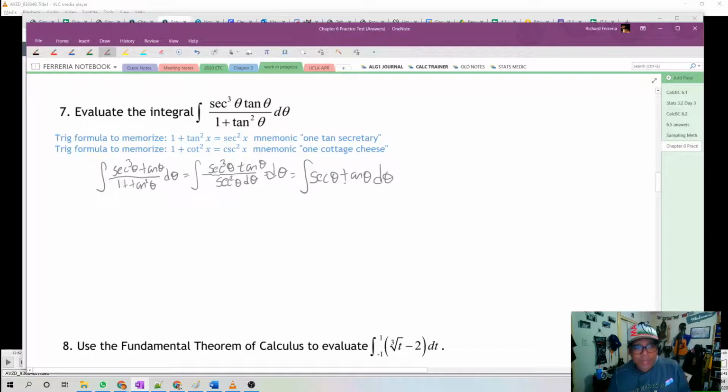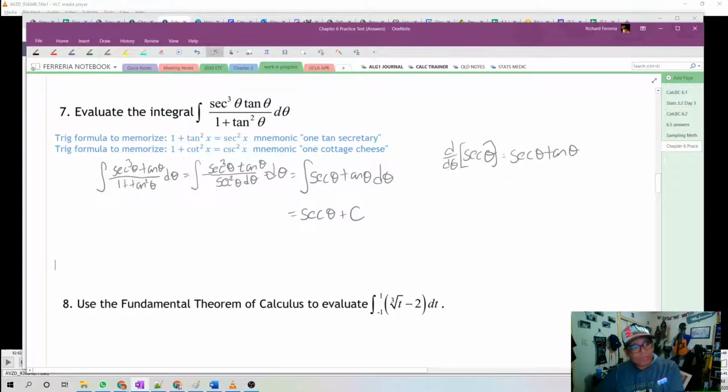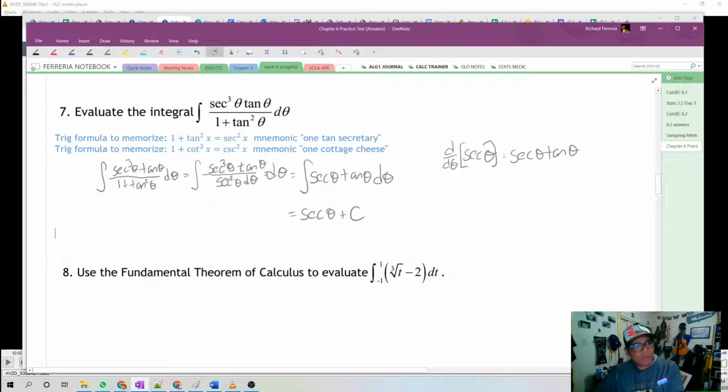We have to recognize secant theta tangent theta as a derivative of secant theta. So the derivative of secant theta, that's equal to secant theta tangent theta. So the antiderivative of secant theta tan theta is just secant theta plus constant. Remember, the antiderivative and the derivative work backwards from each other. And we'll get ourselves to question 8.